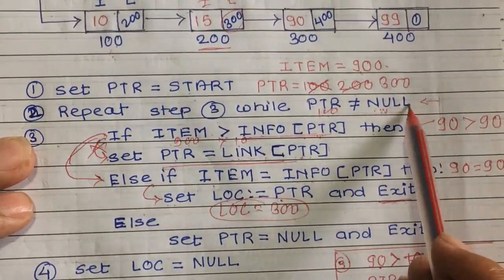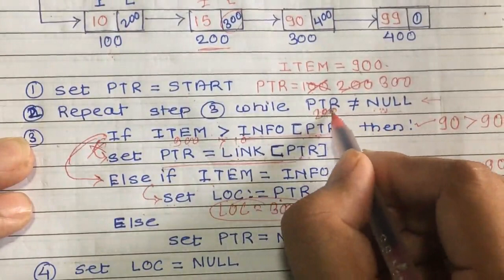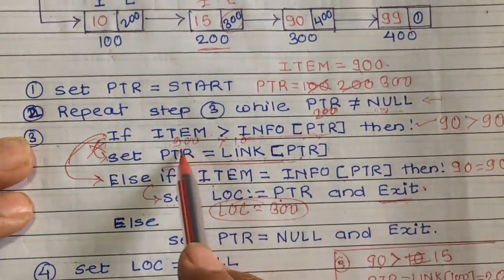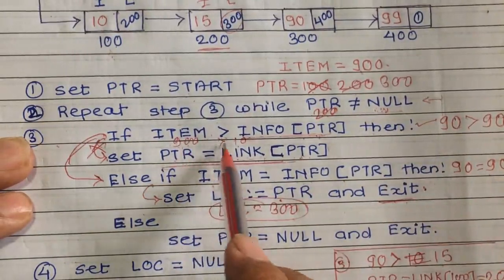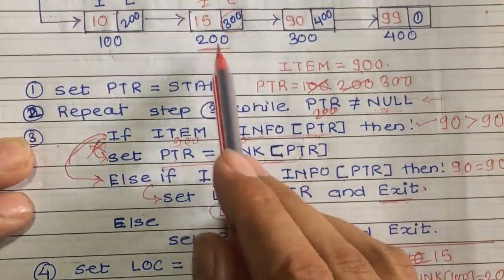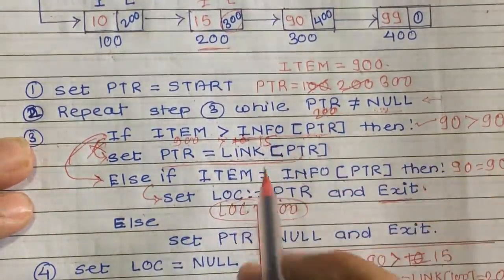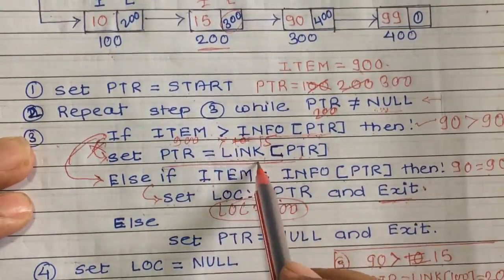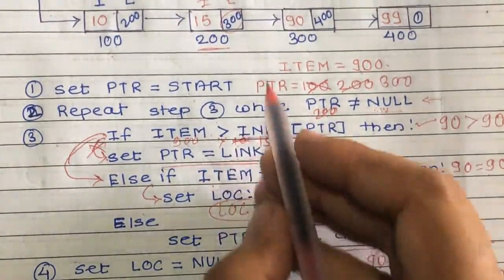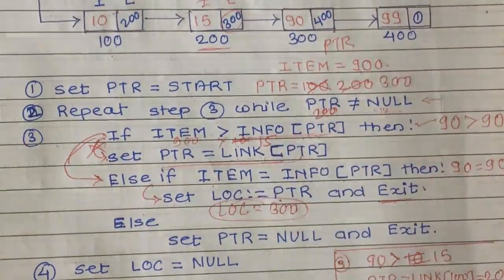Again, control will come to the second step and the condition will get checked. Now the value of PTR is 200. 200 is not equals to null, so again control will come inside. It will check if 900 is greater than info of PTR. PTR is 200 and info of 200 is 15. So 900 is greater than 15. Again, same step: PTR is equals to link of PTR. Now instead of pointing to the 200 location, PTR will point to the 300 location.